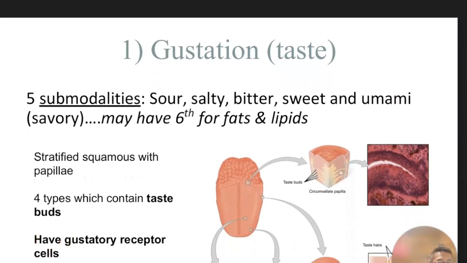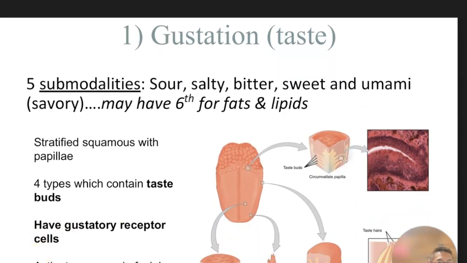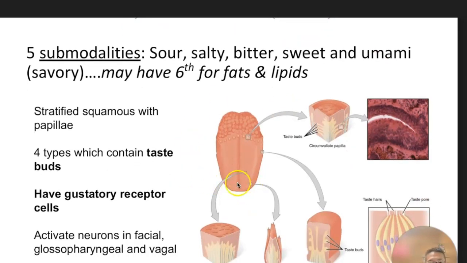Taste is gustatory, or gustation. Gustation, of course, you have all seen this, okay? Sour, salty, bitter, sweet. Umami is actually another flavor, okay? You guys have all learned that the front is sweet and then sour and salty and bitter in the back of the tongue. But it's actually all over, okay?